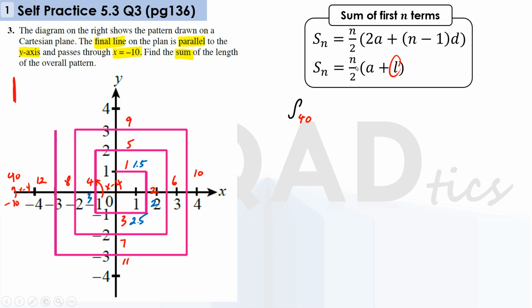So here the value of n would be 40, and the value of a, which is the first term, is 1.5, the first value of the pattern. Then for d, it would be 2 minus 1.5, so it's 0.5. Make sure if you choose this value, you subtract the previous value, not the next one. By calculating this, you will get 450 units.